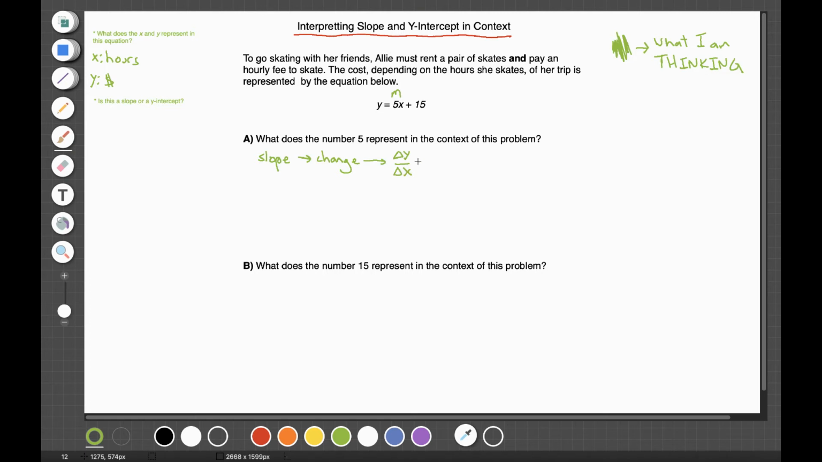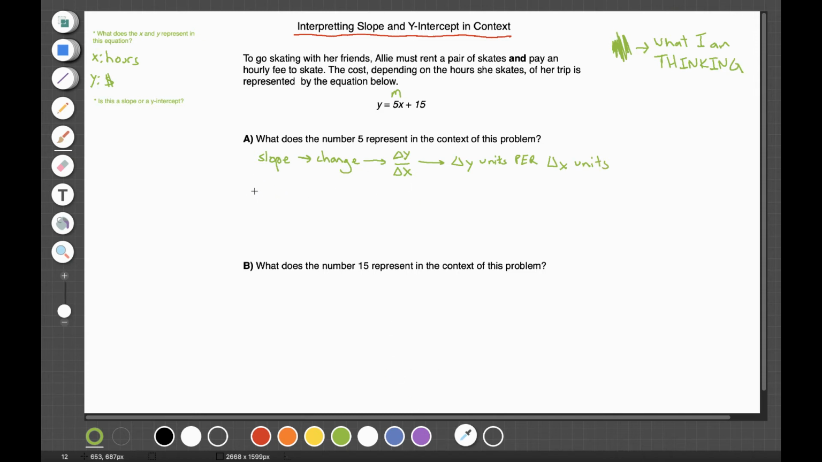And what does that really mean? Well, it's the change in y units per change in x units. Okay. So let's actually go ahead and dive into this now.